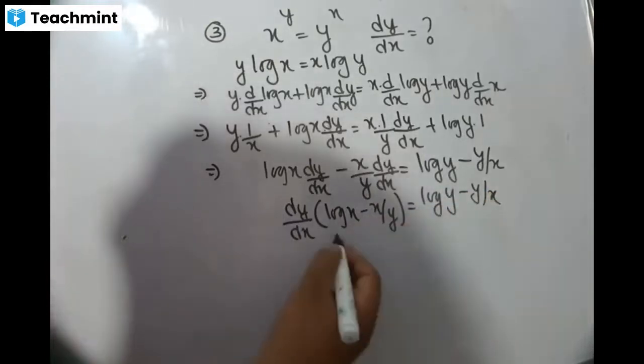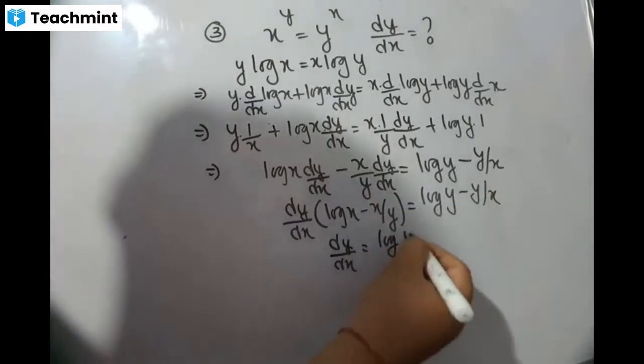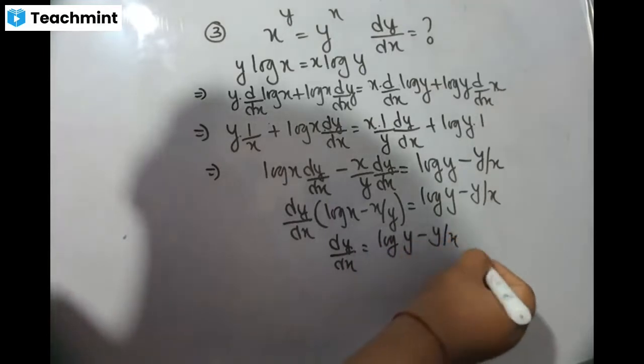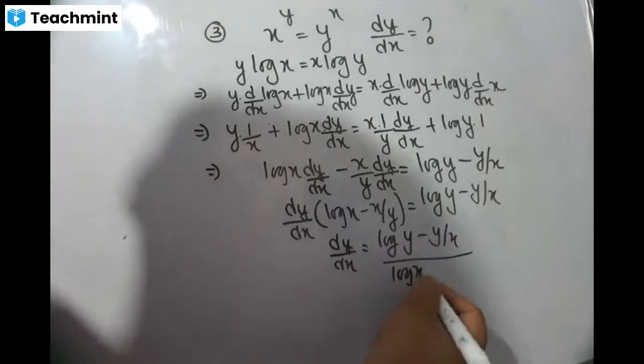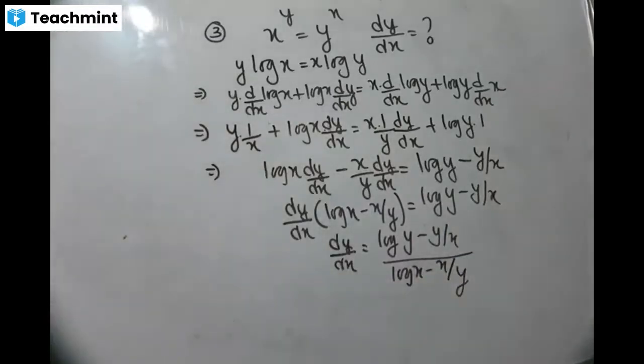So take this one down. So what do you get? dy by dx equal to log y minus y by x divided by log x minus x by y. So this is the solution. Is that clear? So please go through it, take a screenshot of it, and be ready for the next question.